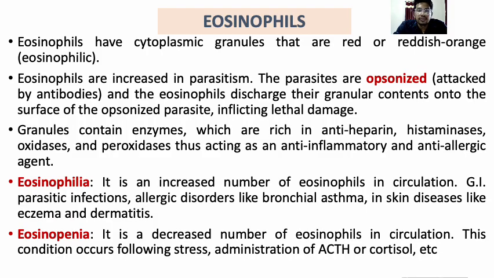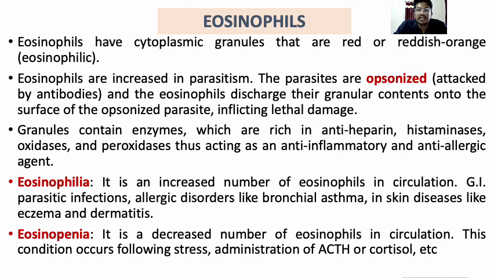Next type of WBCs are the eosinophils. Eosinophils are called so because their granules will look red or reddish orange. That's why they are eosinophilic in nature and appear red in color. The eosinophils are increased in case of parasitism.